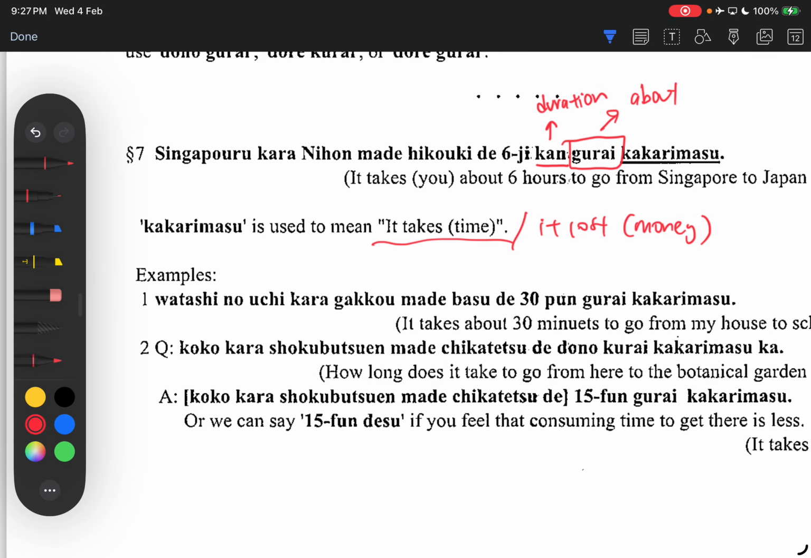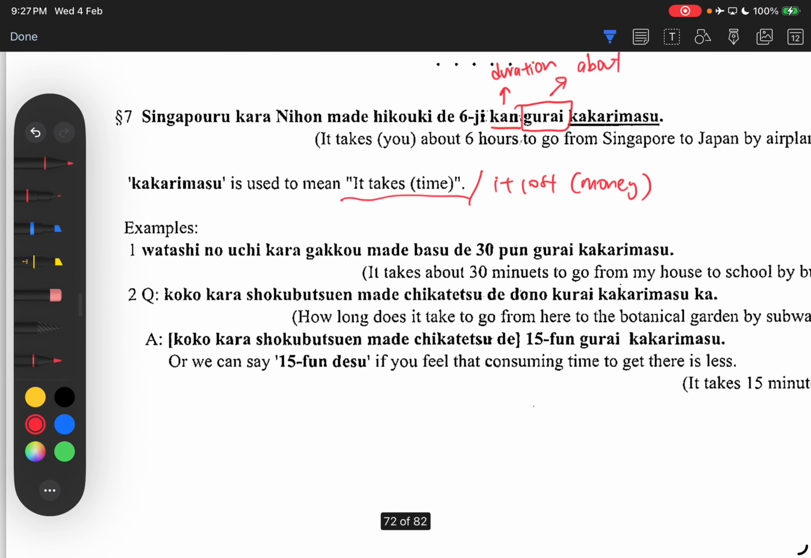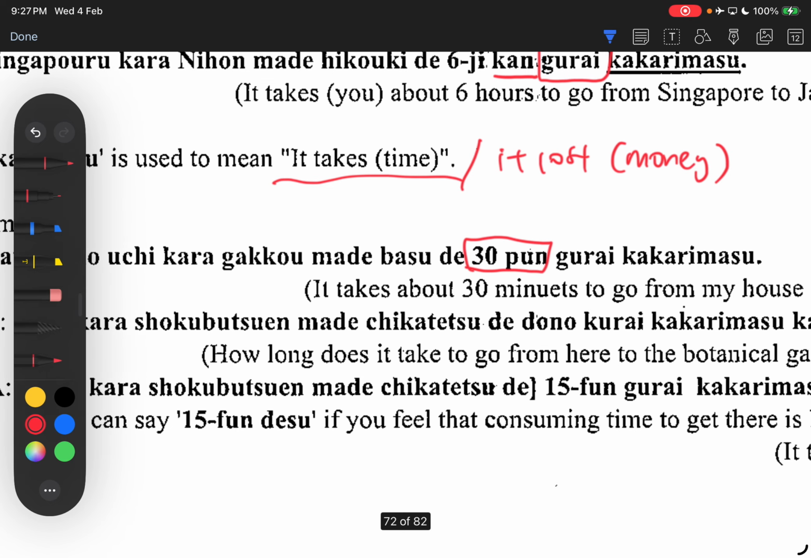Okay? Example 1. 私の家から学校まで30分くらいかかります. From my house to school, it takes about 30 minutes. So 30分, 30 minutes ぐらい, about 30 minutes. かかります means it takes. So if you read it from the back, it takes about 30 minutes. So for the Japanese way, they write it the other way around from English. For English, you read from the back to the front. For Japanese, you read from 30 minutes, about, it takes. Yeah, so the sentence structure is as such.